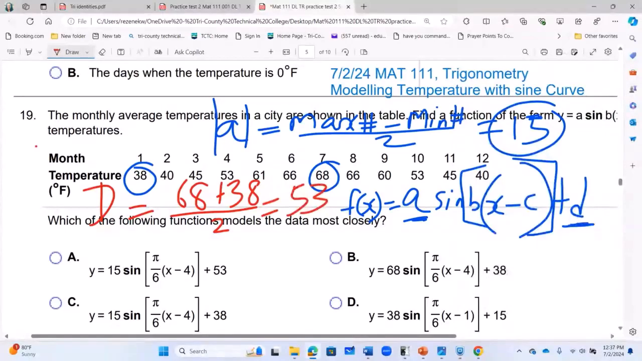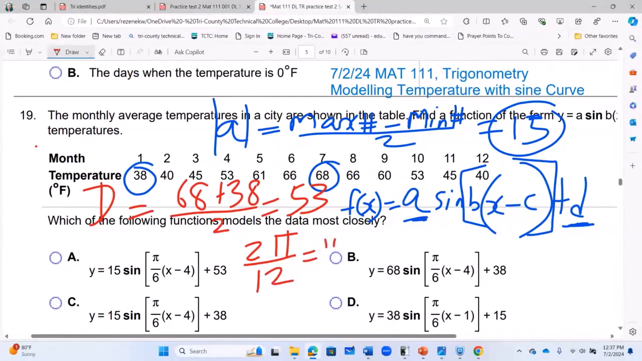Then what is the estimate of B? One cycle starts from January and ends in December. So remember that a cycle of sine is 2 pi over B, and my B is 12. Because one cycle of temperature starts from January to December.